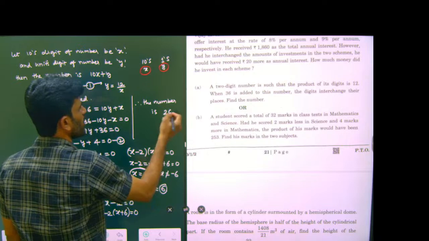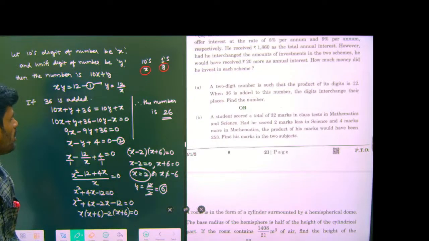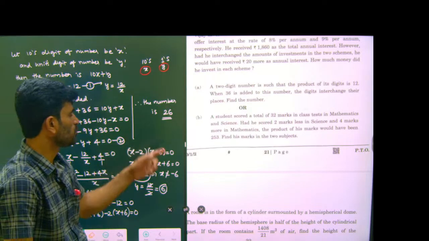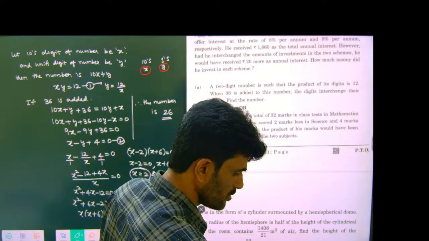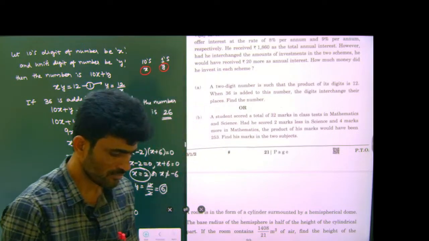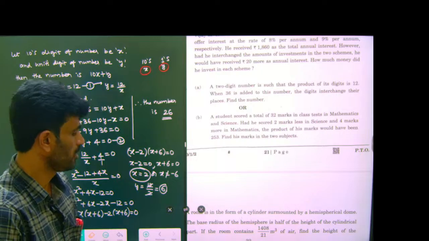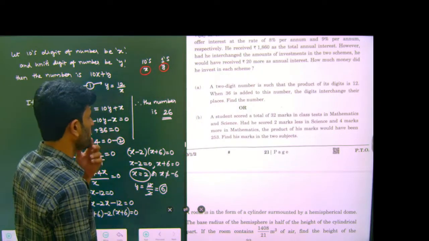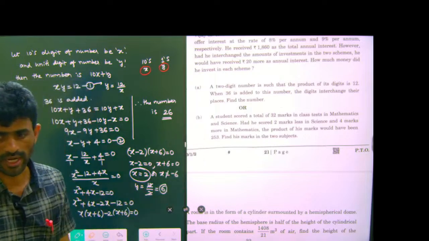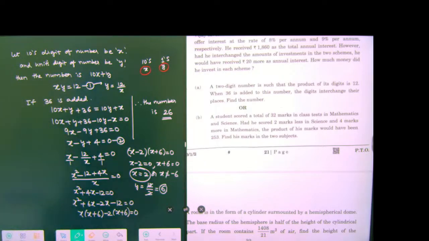26 is the number. If you multiply 2 and 6 we get 12, and if you add 36 to 26 we get 62. Digits get interchanged. So what we can say? It is correct. You can verify like that. In that, one more question is also there, another question. We'll see that question also.